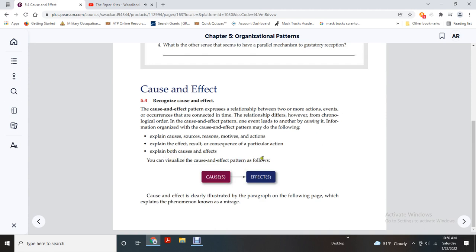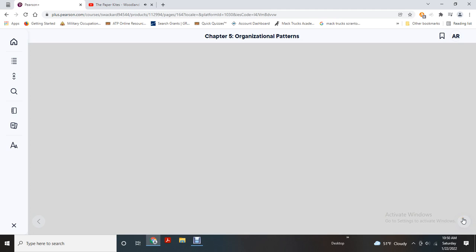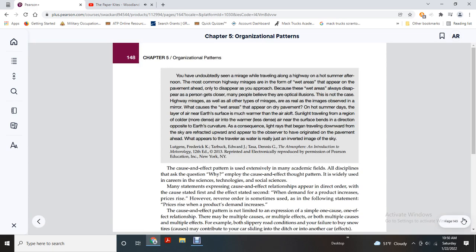The visualization of the cause and effect pattern is: the cause, and then the effects that follow from the cause. Cause and effect is clearly illustrated by the paragraph on the following page, which explains the phenomenon known as a mirage. You have undoubtedly seen a mirage while traveling on the highway on a hot summer afternoon.